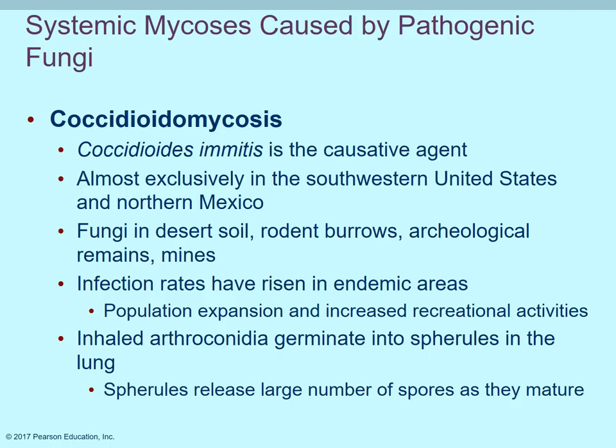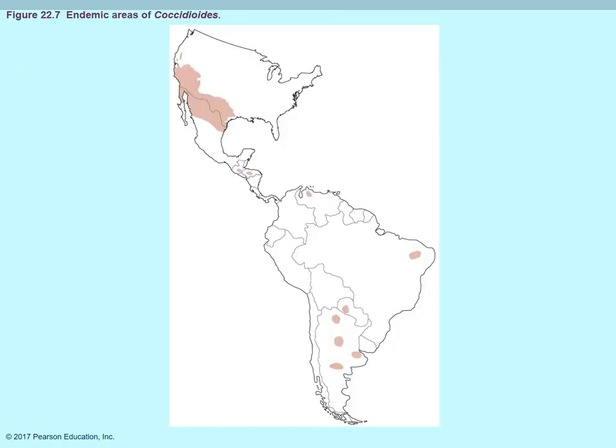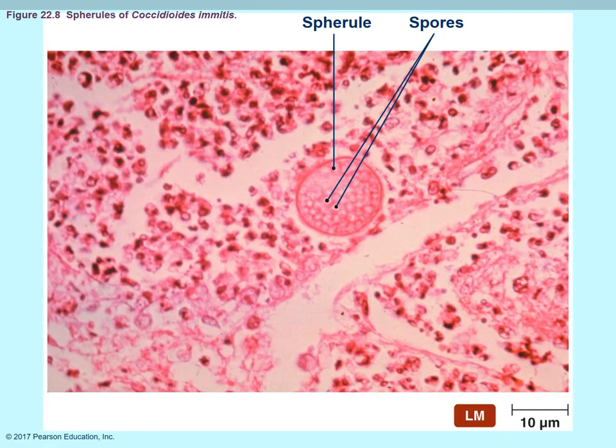Infection rates have been rising in some of these areas, and why is that? Because you have increased population in these areas. You have increased exposure, expansion out into areas for either growth of communities or recreational activities, and so you encroach on an area where it exists naturally, and you're going to start seeing increased infection rates. So once again, here's the map showing the endemic areas. You tend to have these little spheres with spores inside.